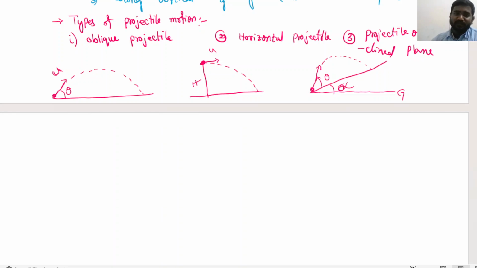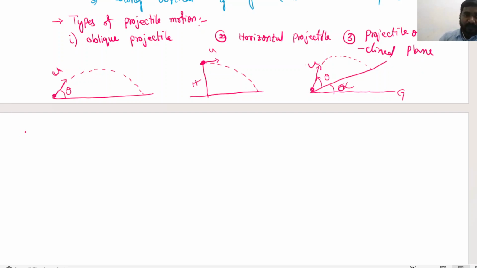See here, three different types of projectiles are there. First one is the oblique projectile, or ground to ground projectile. Second is the horizontal projectile, where the body is projected with a certain horizontal velocity from a height. Third is projectile motion on an inclined plane, where the incline is taken as reference, not the ground, and the projectile is projected with initial velocity u making an angle theta with the incline. First we will discuss the oblique projectile, then the horizontal projectile, and last the inclined plane.